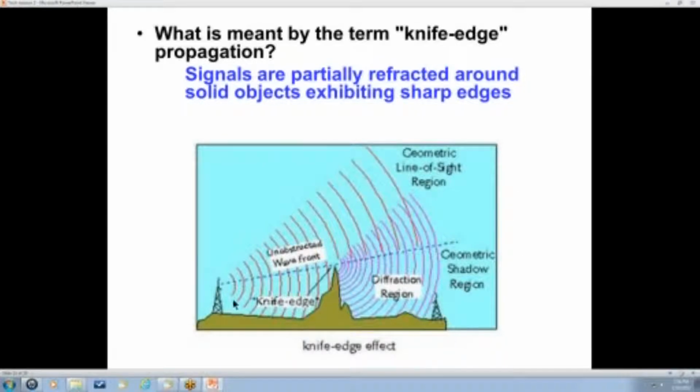And here you can see we have a transmitter that's transmitting signals out here. This is a shadow region for a direct wave from there, but the sharp edge can diffract signals down into this region behind that sharp edge because of the knife edge there. So that's what knife edge propagation is. So even though the transmitter and receiver are not in direct line of sight, they can still communicate because of the knife edge.